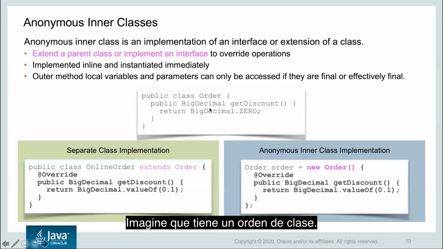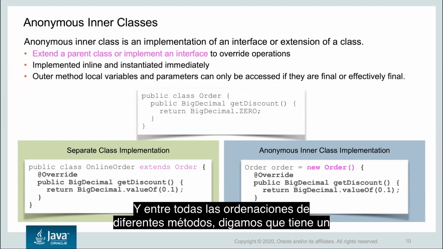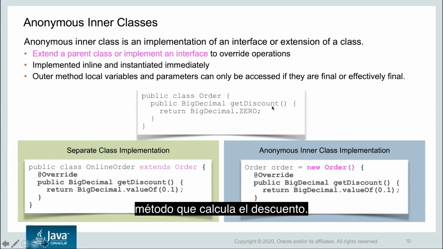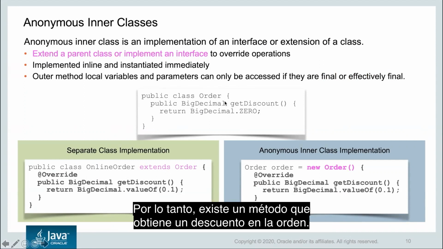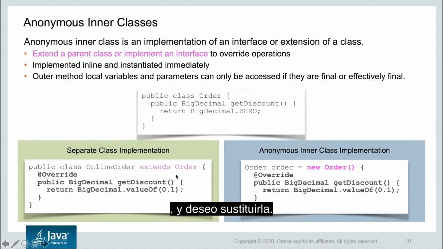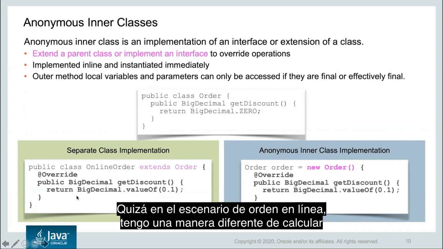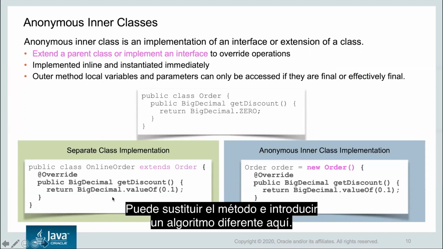Imagine you have a class Order. It has variables, methods, whatnot, and among all sorts of different methods, let's say it has a method that calculates discount. Of course, there are other variables and methods, but whatever. So there's a method that gets the discount in the order. Now, let's say I have a concept of an online order, and I want to extend the order and override the method, because in the online order scenario I have a different way of calculating discount. It doesn't matter what the discount is, just different. So some other algorithm. I can override the method and introduce a different algorithm here.